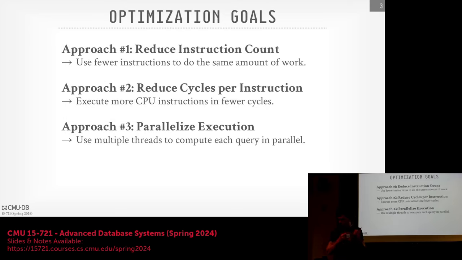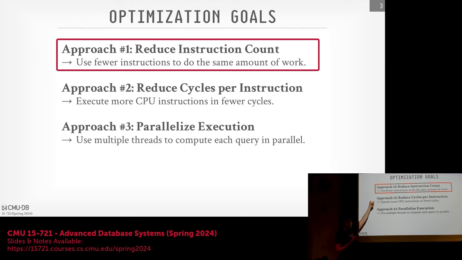So we showed this slide before that, since we're trying to execute sequential scans in our OLAP database system, we have to rely on making the execution engine as fast as possible so that we can get better results and make the system more efficient. All right, so we've gone through a bunch of these already, right? So how to reduce instruction count, reduce cycles per instruction, and then parallelize things, which again, we'll cover more of next week. But today's class, we're really going to be focusing on this first one here.